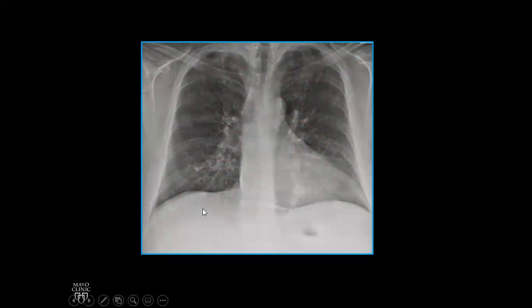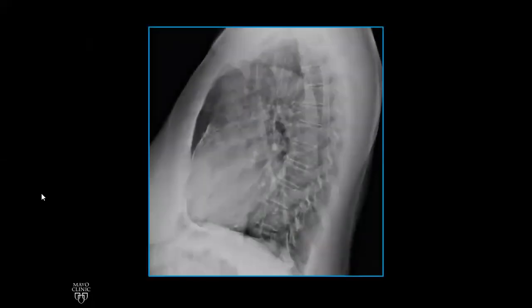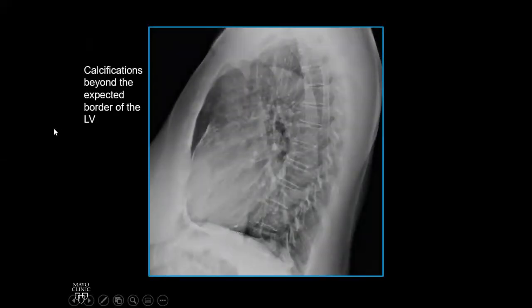We fill in on the frontal radiograph. You can get hints of it, though sometimes it doesn't show up as well as on the lateral radiograph. Different patient, same idea. Here's this line. Calcifications go beyond the expected border of the left ventricle.